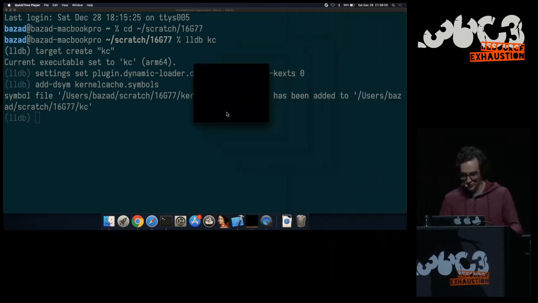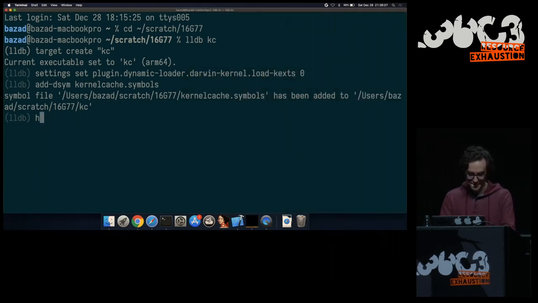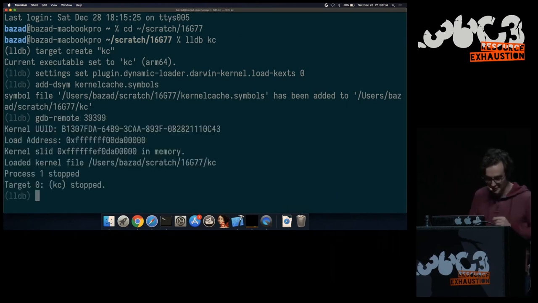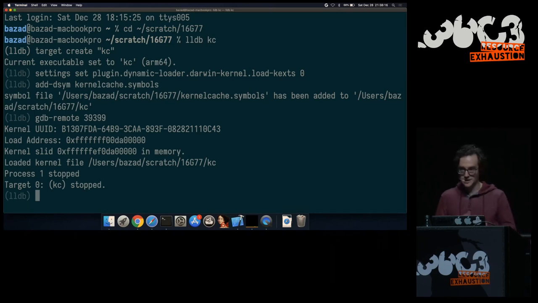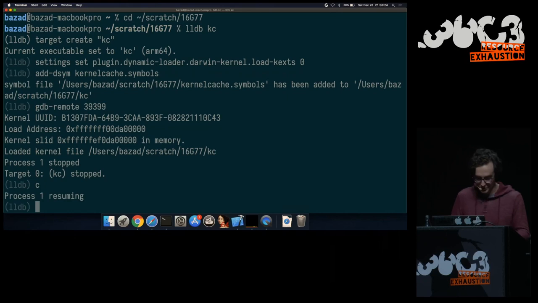And so once that's running, we'll lose connectivity with the device, but we can connect to it with LLDB. And okay, so LLDB has recognized this device as an iOS device, an iOS kernel cache. It's discovered the load address and it's halted the kernel. So we can now resume execution.